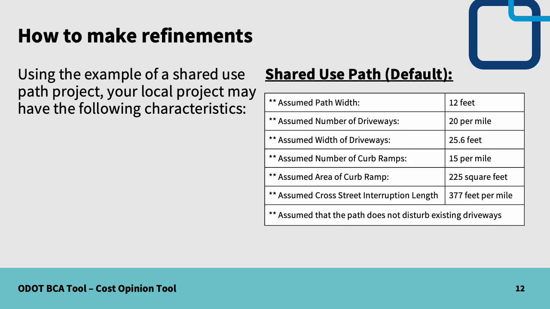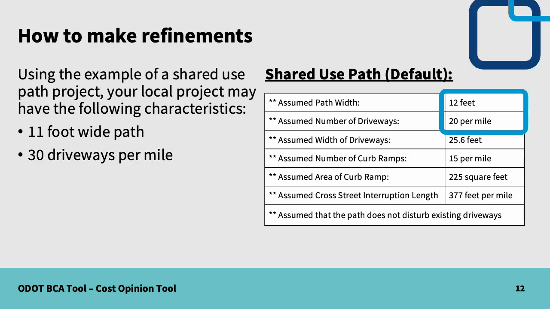You can make refinements based on your local project context. Let's use a shared use path, for example. Imagine our shared use path has the following characteristics: 11-foot wide path and 30 driveways per mile. First, note that the default values for these two variables are 12 feet for the path width and 20 driveways per mile. Also, note that the path is assumed to not disturb existing driveways.